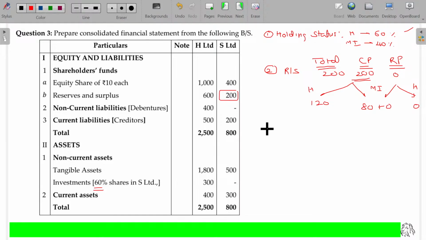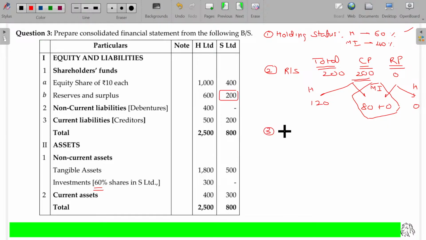Okay, step number 3, minority interest. For the minority interest case, you will not have the segregation of capital profit and revenue profit. It's only profit, right?